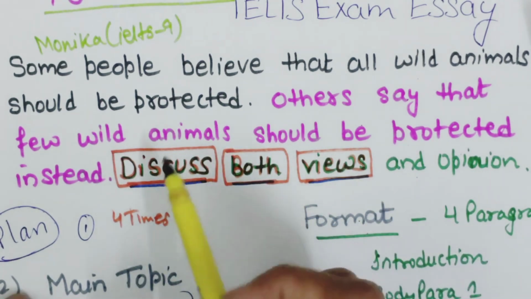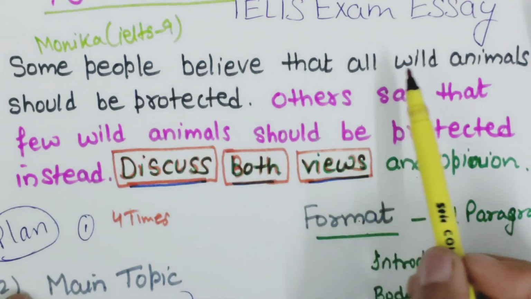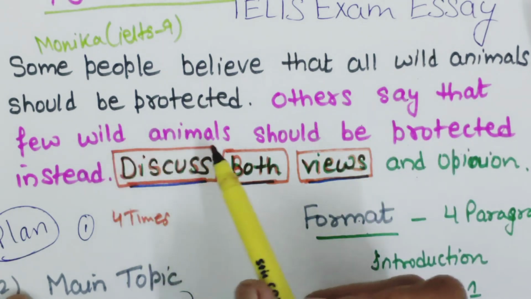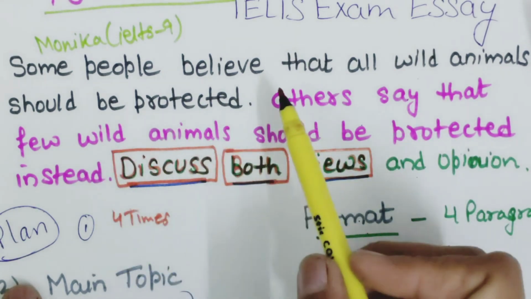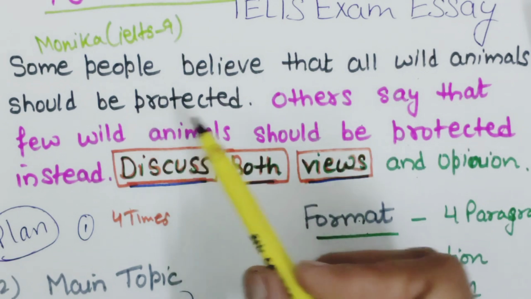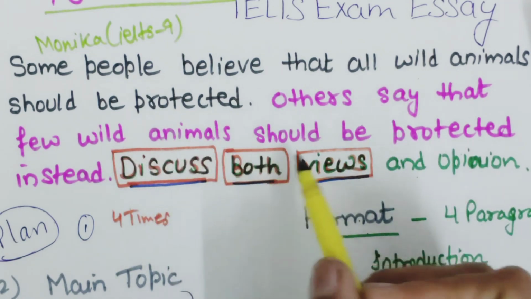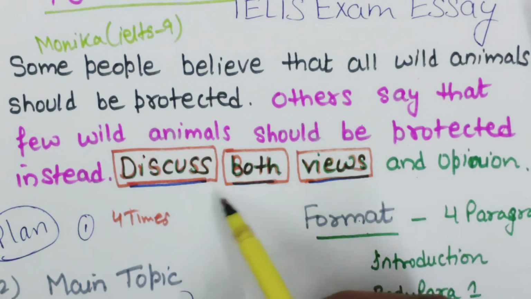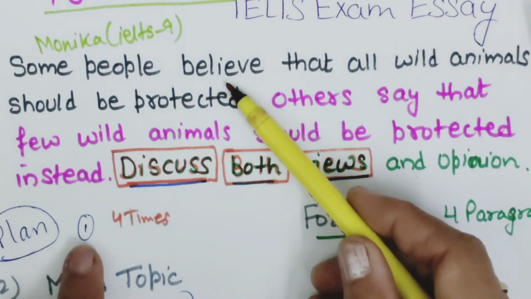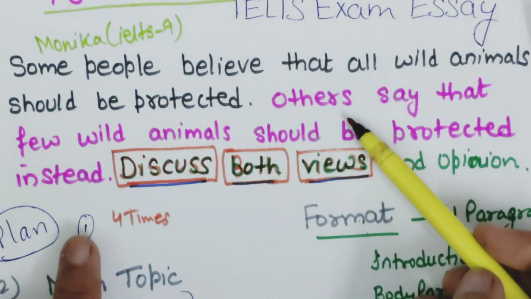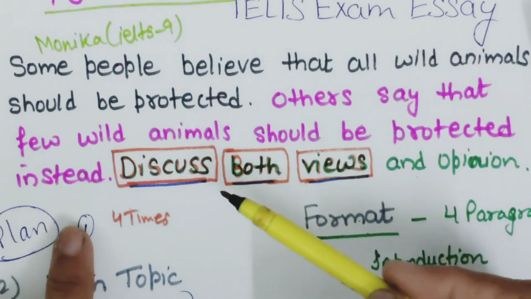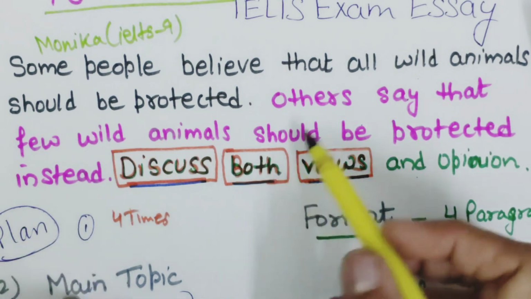So let's read it. Some people believe that all wild animals should be protected. Others say that few wild animals should be protected instead. It means one group is saying that all animals should be protected, but others are saying few selected wild animals should be protected instead. Discuss both views. It means we have to bring some logical reasons why they are favoring this, and for the second one also why they are favoring only few wild animals should be protected. We should take out everything about both the opinions.